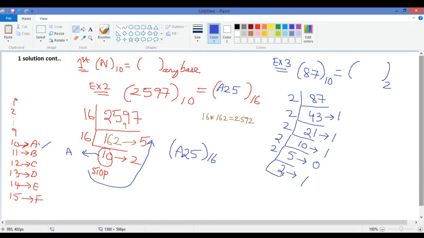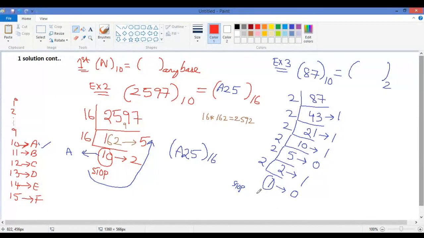Then 2 and 2 are same. Again I will divide by 2. 2 goes one time. 2 ones are 2. Remainder is 0. So 1 is less than 2. We will stop here. Now, how will you take the binary number?